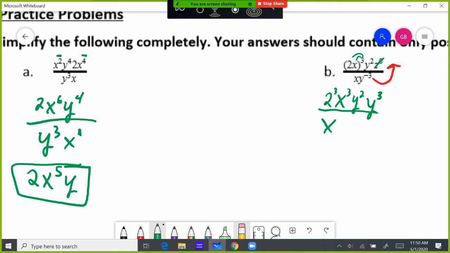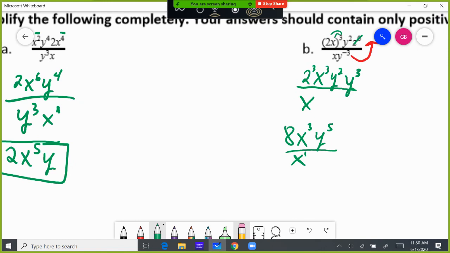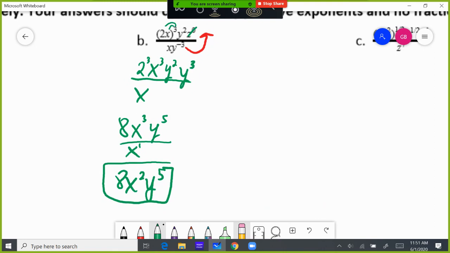Okay, I'm going to simplify now. 2 to the third power, that's 2 times 2 times 2, which is 8. x to the third. And now here we can multiply these: y to the second times y to the third. You add the exponents, y to the fifth over x. And here you could subtract the exponents on the x's. So you're left with 8x squared y to the fifth. That's B.